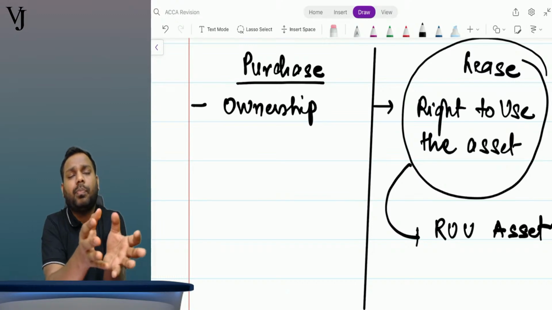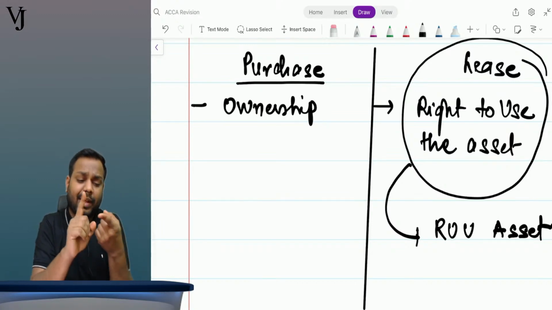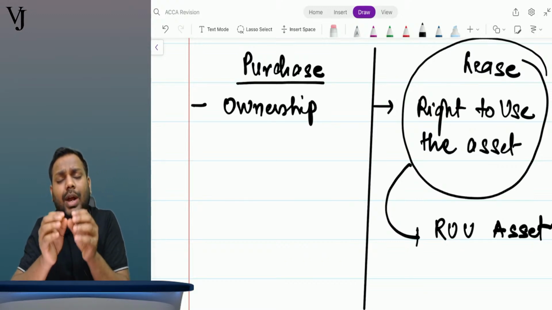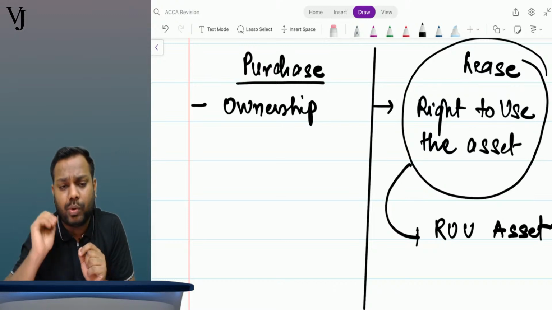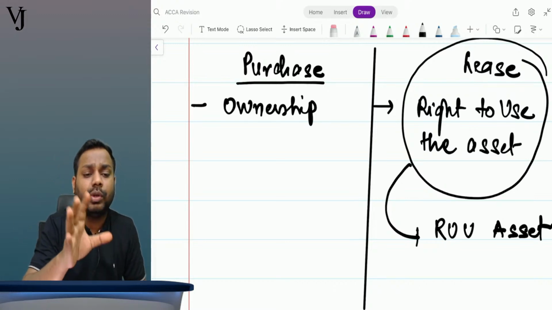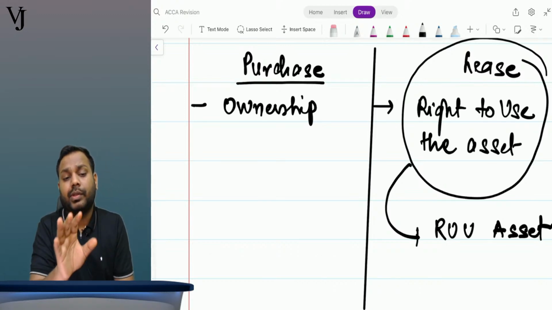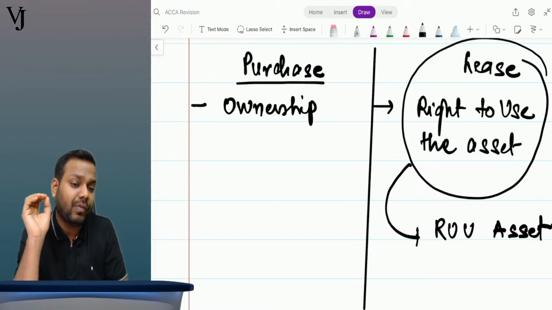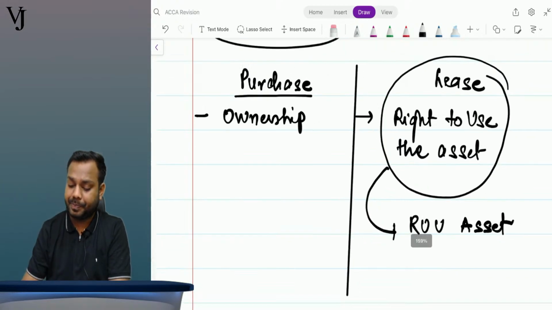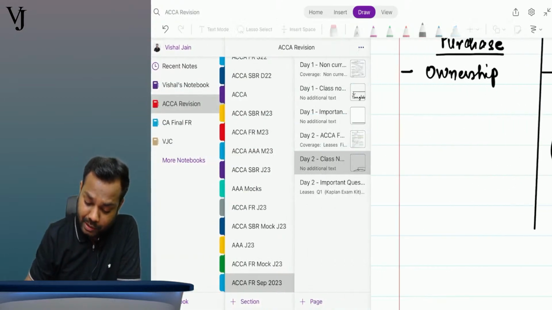Meaning thereby, when you purchase an asset, you get the right to use and you get the ownership both. But when you take the asset on lease, you get only the right to use but not the ownership. So the standard is saying you have to record the asset to the extent of the right to use. Okay, this is what lease accounting is.